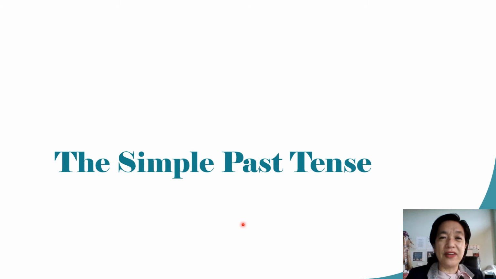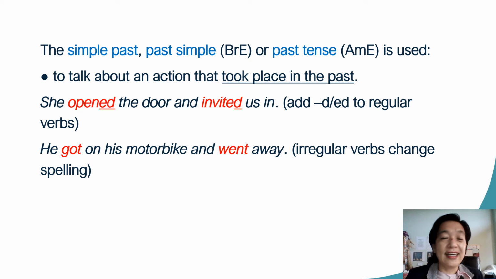We've finished with the present tenses. And before we go to the future tenses, let's have a look at the past tenses. The first topic under past tenses is the simple past in British or the past tense in American. So when do we use this tense? We use this tense to talk about an action that took place in the past.